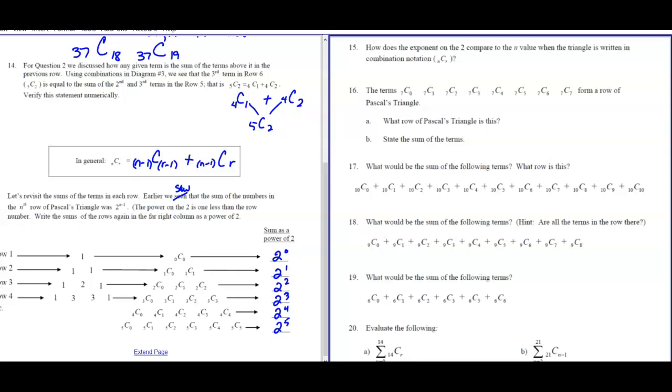It says in the top right, how does the exponent on 2 compare to the n value when the triangle is written in combination notation like this? So how does it refer to the number of objects? The first part here, the exponent is the same. Okay?